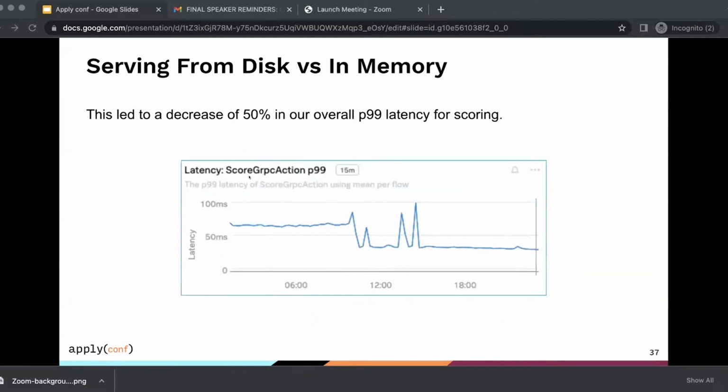So this was the end result. Like the previous graph was just the queries to our dependent feature store. And this graph here shows the latency to our actual endpoint. So this is what we're actually trying to optimize. And this translated to about a 50% reduction in our P99 latency for scoring. These numbers are a little low overall, but in this particular example, our batch size was a bit small.